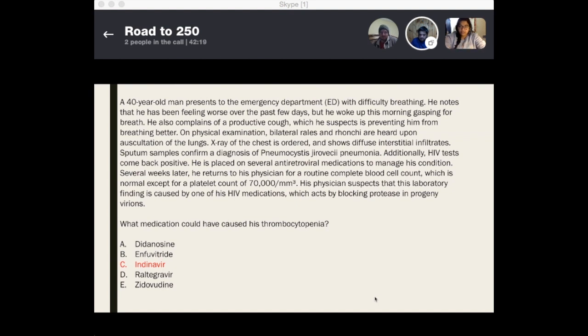And yeah, you guys are right about the other ones. Didanosine and zidovudine are NRTIs, and enfuvirtide is a fusion inhibitor, and raltegravir is an integrase inhibitor. So just on that alone, you know that Indinavir is the answer. Pretty nice and straightforward there. Any questions about this question?